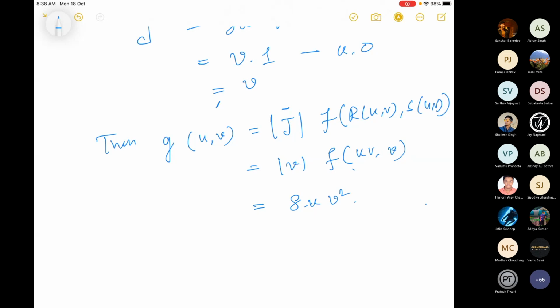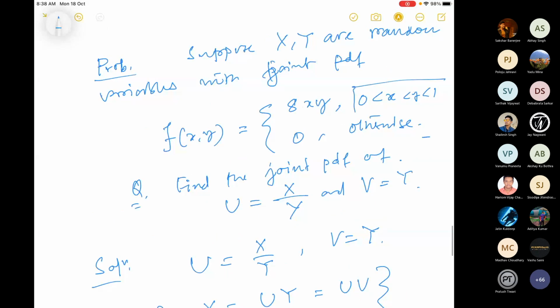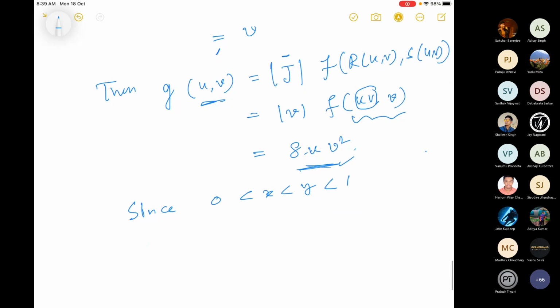But now, when you are applying this, this function is defined only when x is less than y less than 1. So this is the PDF only when uv is less than v and less than 1. So you have to find out for what values it is non-zero. For other cases, it will be 0. Now since 0 less than x less than y less than 1, this implies 0 less than uv less than v less than 1.